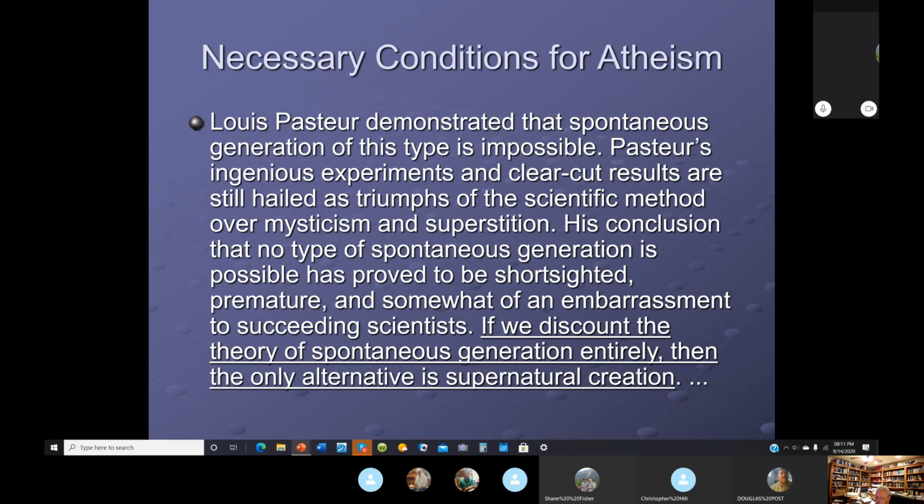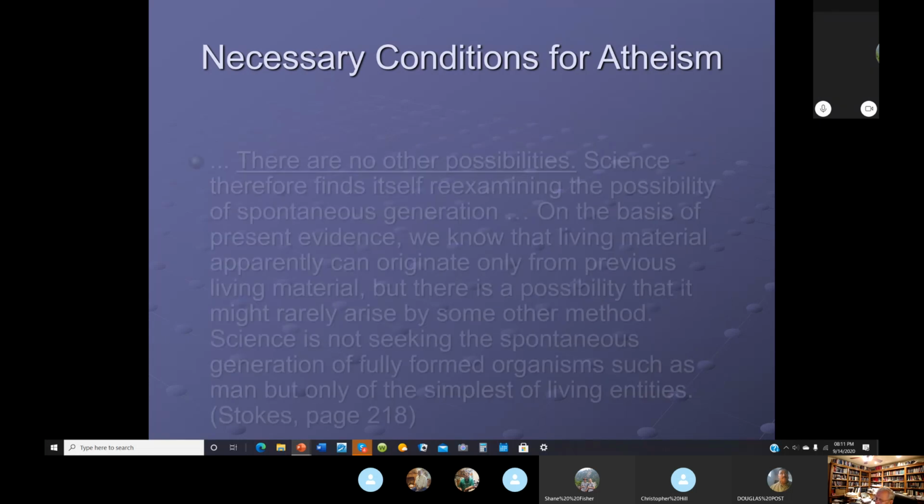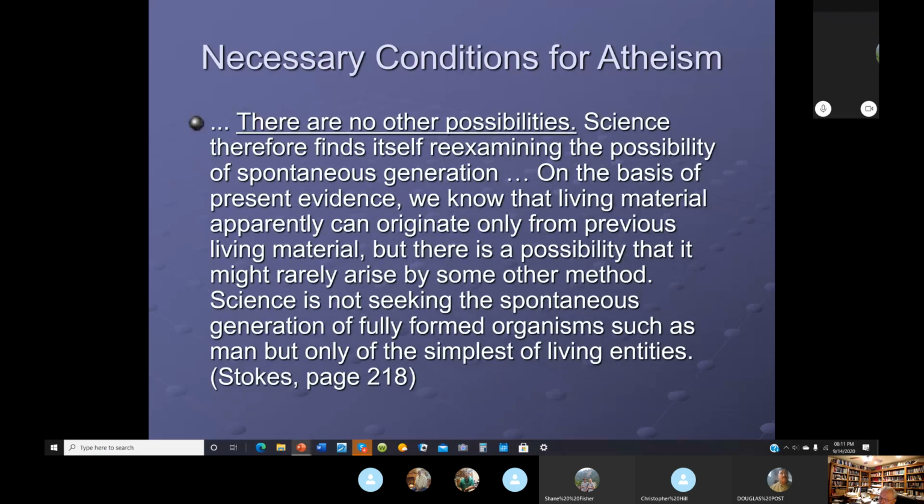If we discount the theory of spontaneous generation entirely, then the only alternative is supernatural creation. We might have to believe in God. I'm reading into what they said here, what he wrote. This is Stokes. This is a geology book. There are no other possibilities. He's right. If spontaneous generation did not occur, then there has to be God. There has to be creation.